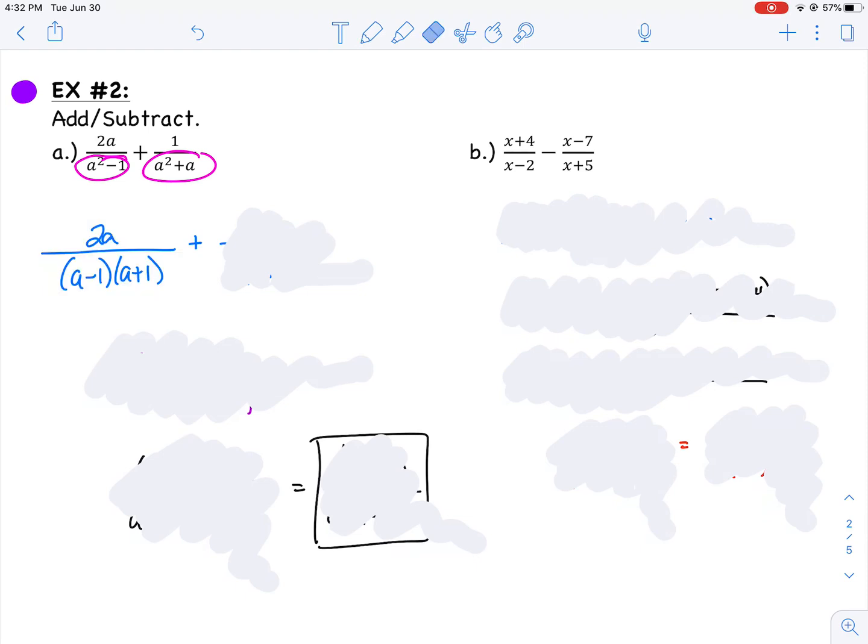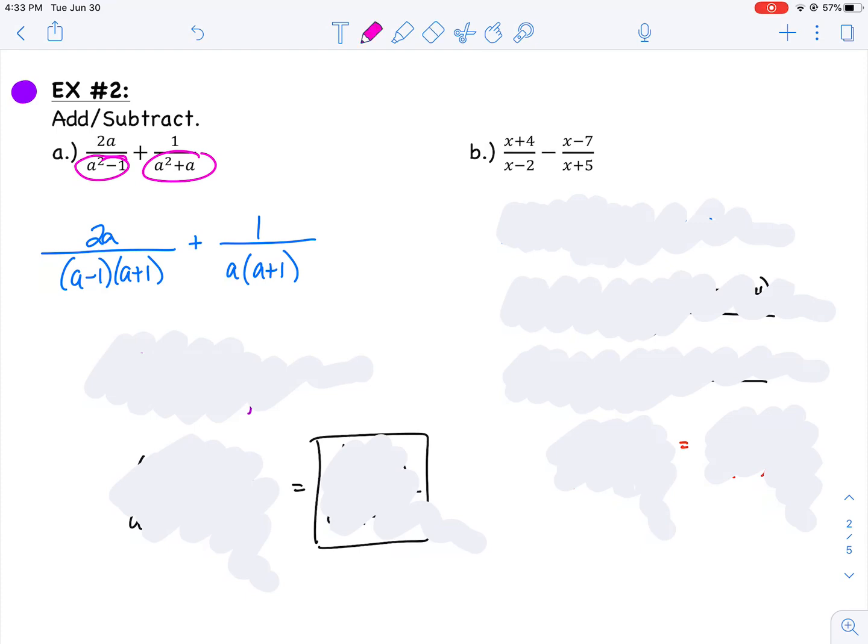So my first fraction is 2a over (a minus 1) times (a plus 1). And my second fraction is 1 over, and when I take out the a, I have left an a plus 1. All right, I want you to look carefully at the denominators.